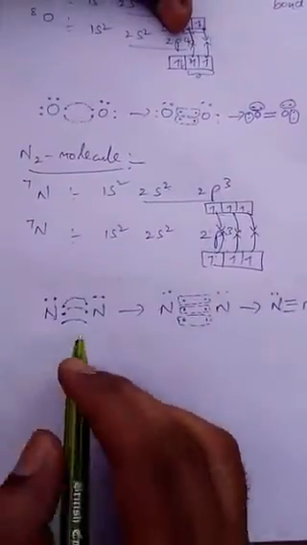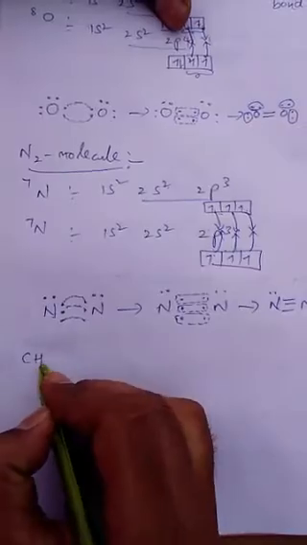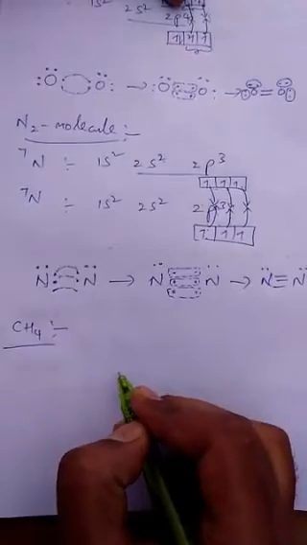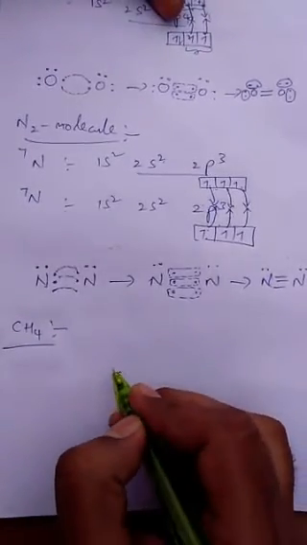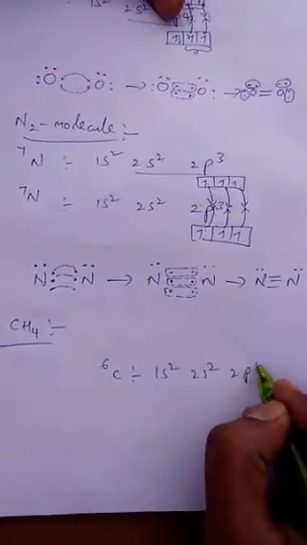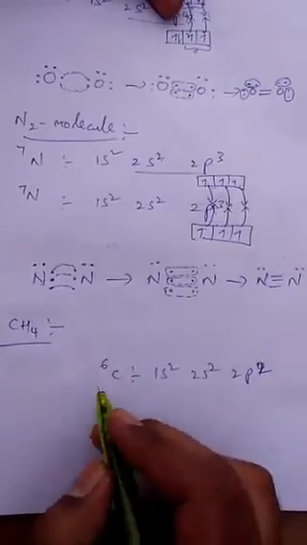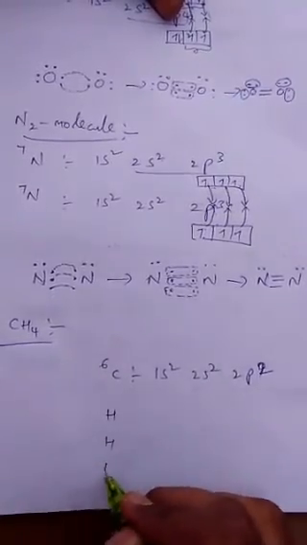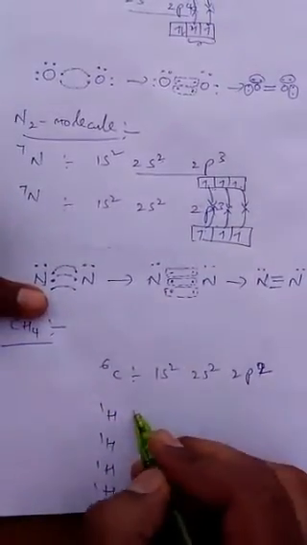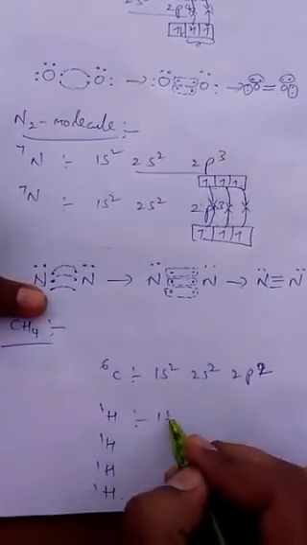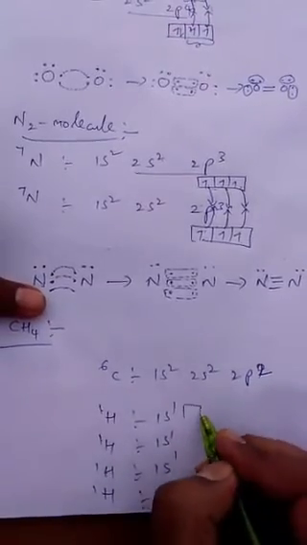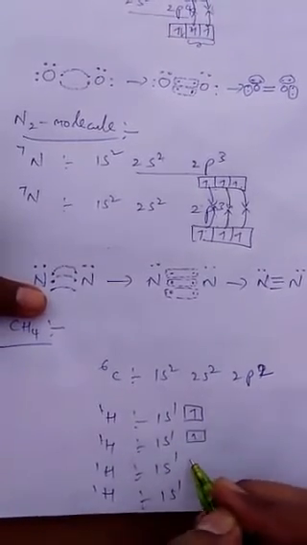So next one, methane. Covalent bond in methane. The methane formula is CH4. The central atom is carbon. Its atomic number is 6, and the electronic configuration is 1s2, 2s2, 2p2 only. Next, there are 4 hydrogen atoms, 1 2 3 4. The atomic number of hydrogen is 1, and the electronic configuration is 1s1, 1s1, 1s1, 1s1. Then we keep the electron in the orbital.